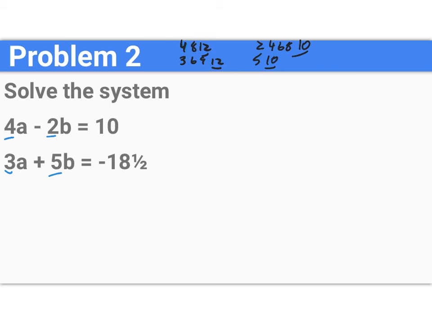It doesn't matter which one you do. Just pick one and do it. I'm going to go with the 3s and the 4s. So I'm going to multiply this one by 3 and this one by 4. Okay. So 4 times A is 12. 4 times 3 is 12. 12A minus 6B equals 30.